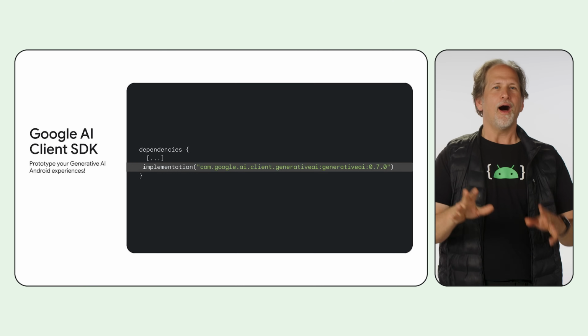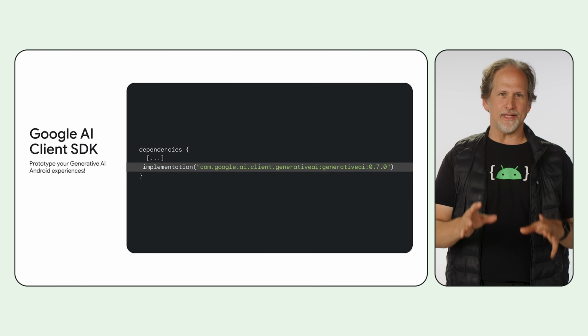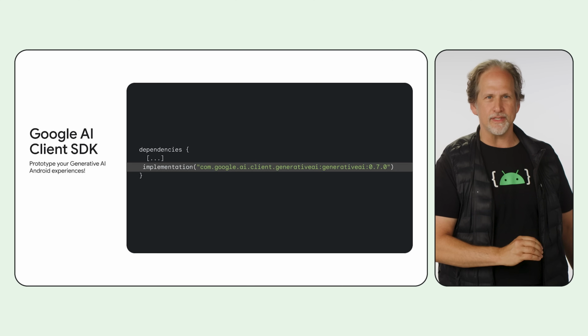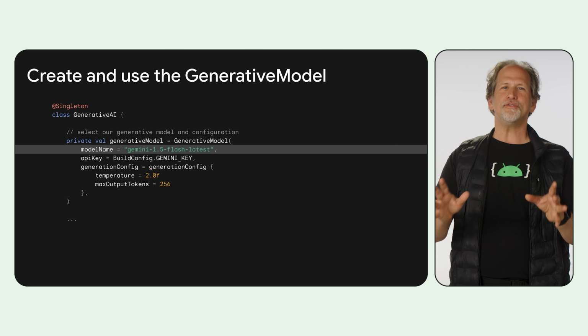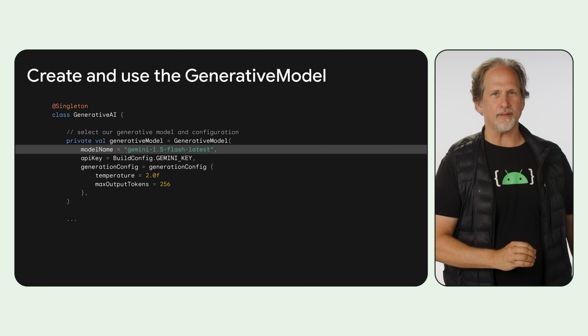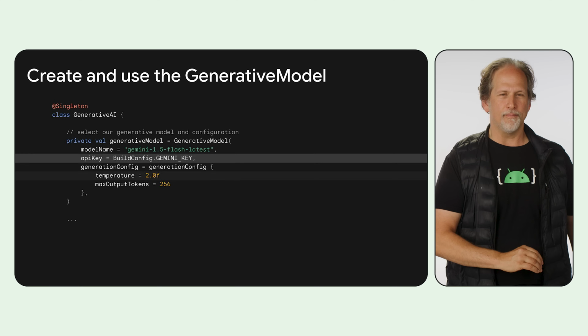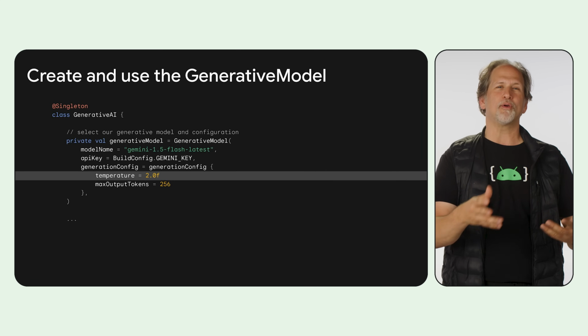People think that the future includes more of this AI stuff. So let's use it to show off a cool Glance feature that enables more interactivity in widgets. I'm importing the Google AI Client SDK, which is a useful tool to prototype generative AI experiences on Android. It's just a few lines to create the generative model, selecting the model name, and the API key from my build config. The temperature controls the model randomness.